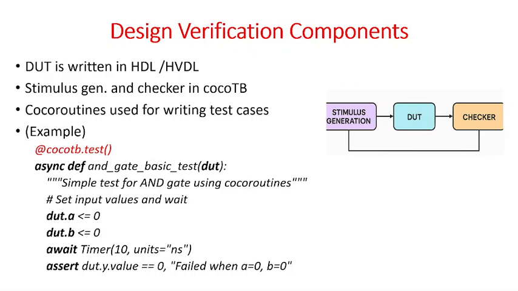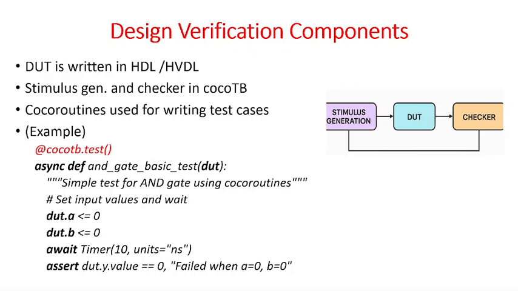So this is a design verification component structure. As we know, for the design under test, the stimulus generation generates the possible inputs and applies them to the DUT, and then the DUT generates the output. The checker compares whether the output is as expected or not, whether there is any deviation between the output generated from the DUT and the expected output, whether actual and expected are equal or not. That should be ensured by the checker.